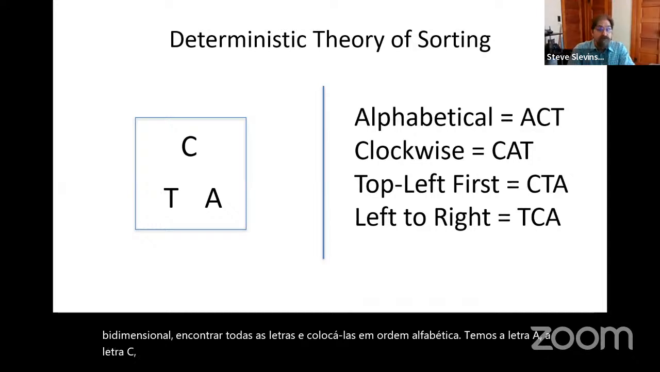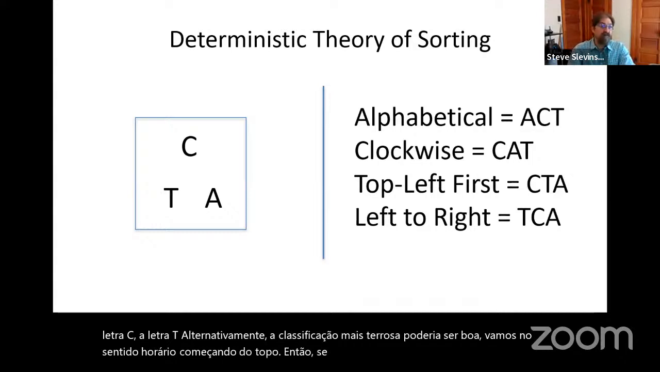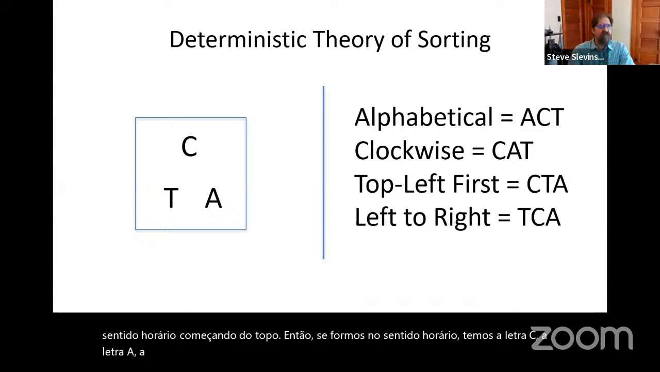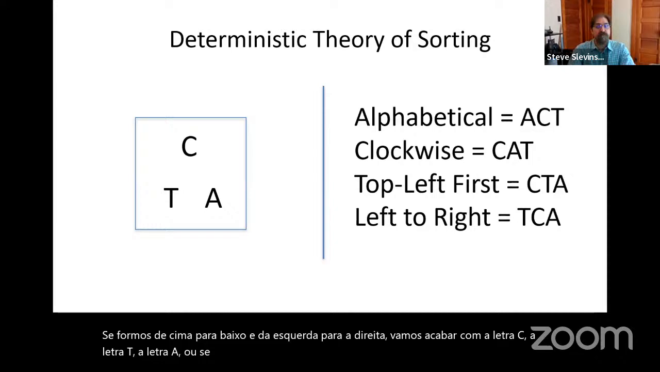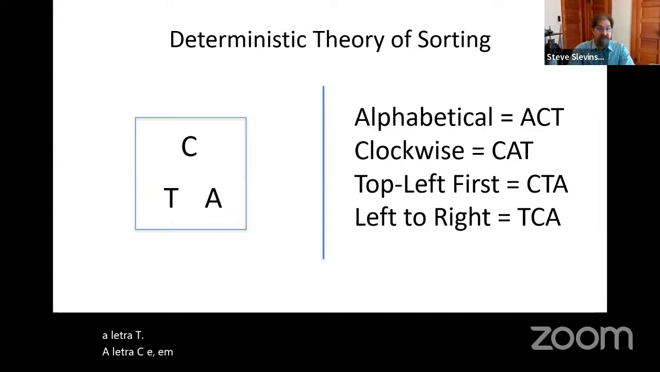Alternately, our theory of sorting could be, we go clockwise, starting from the top. So if we go clockwise, we have the letter C, the letter A, the letter T. If we go top to bottom and left to right, we're going to end up with the letter C, the letter T, the letter A. Or if we're just going strictly from left to right, you're going to have the letter T, the letter C, and then the letter A. For sorting, two dimensions, we need a theory of sorting.